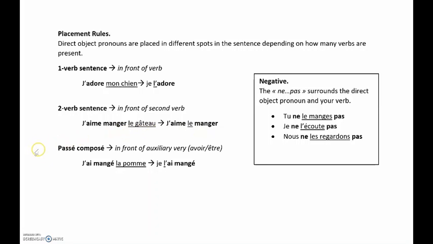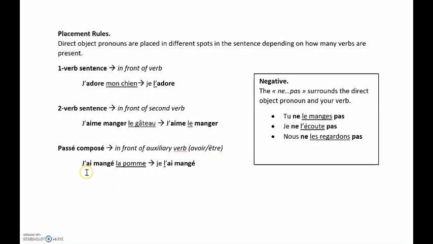And then the last situation is with the passé composé. Now, technically with the passé composé, you've got two verbs, right? You've got your auxiliary verb and you've got your past participle. Oops, spelling mistake. There we go. However, we don't want to split up the auxiliary verb and the past participle. Okay, we want to keep them together so that we know it's a passé composé sentence just by quickly looking at those two verbs together. So what we're going to do instead, if you come across a sentence like this, is you'll put the direct object pronoun in front of the auxiliary verb, whether it's avoir or être.